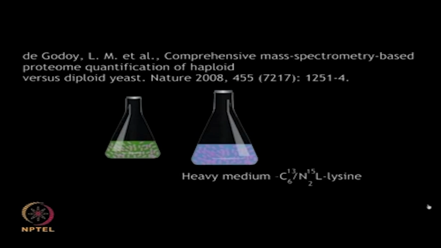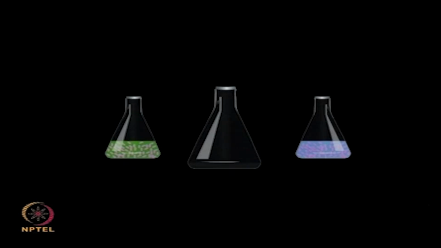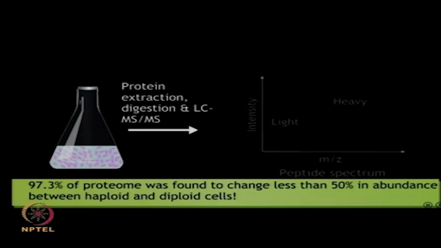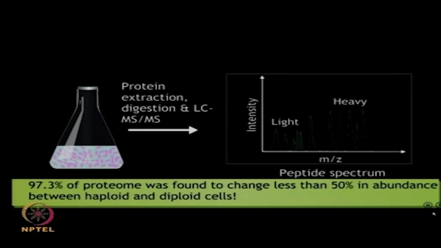The study was published in Nature in 2008, a comprehensive mass spectrometry based proteome quantification of haploid versus diploid yeast. The labeled lysine residues were used to grow the diploid yeast cells, while the haploid cells were grown in normal lysine medium. The cultures were mixed, and proteins extracted and analyzed by LC-MS. The protein ratio between the haploid and diploid cells was determined with very high accuracy. The comparison revealed that 97.3% of the proteome changes less than 50% in abundance between haploid and diploid yeast cells.